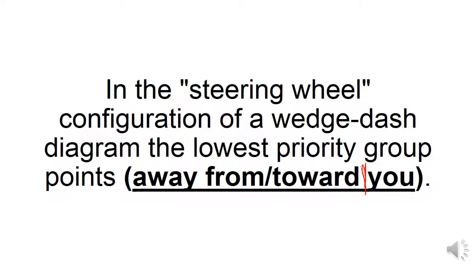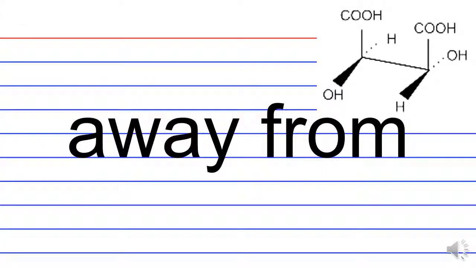So the answer is, it's going to point away from you. Like right here, like we just saw. Okay? So the lowest priority group should be pointing away from you. And away from is symbolized as a dash, whereas towards you is usually symbolized as a wedge. That's the wedge.